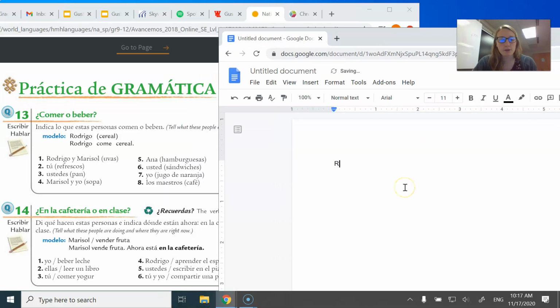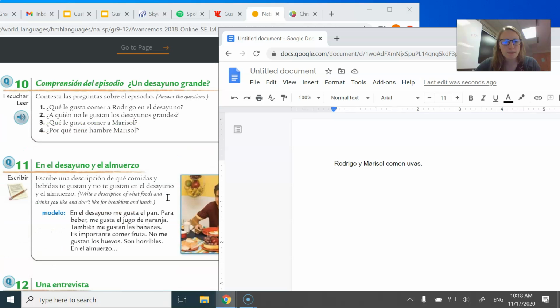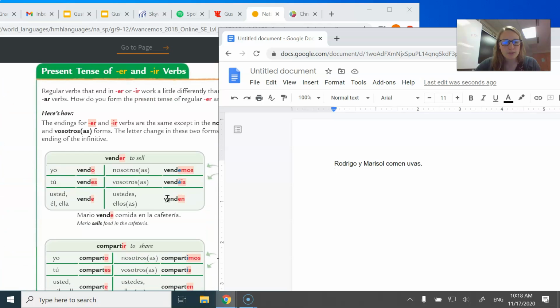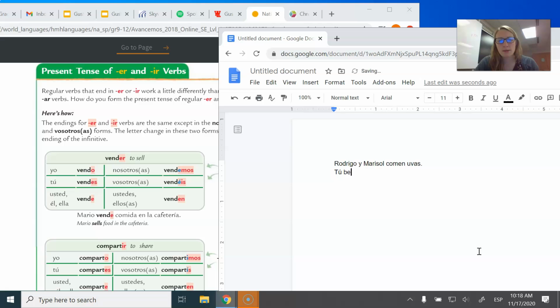Perfect. Okay, so Rodrigo y Marisol comen uvas. Número dos. Do like refrescos. So do we drink or do we eat refrescos? It means soda, so we drink it. So the tú form is an ES. Let me change this to my Spanish keyboard. Tú bebes refrescos.